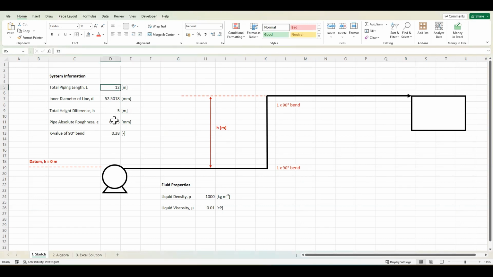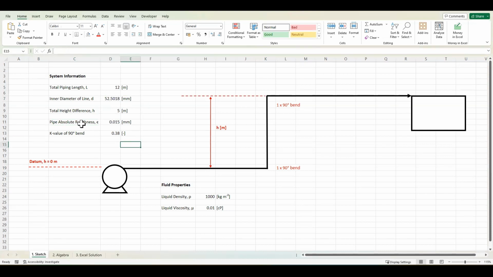Now, we're going to assume that you've got a piping length of 12 meters, your line diameter is a 2-inch nominal bore pipe, and the total height difference is 5 meters. And just to jump back, that's based on the inner diameter that you can find on the internet. So for 2-inch pipes, what's the inner diameter of a 2-inch nominal bore pipe?